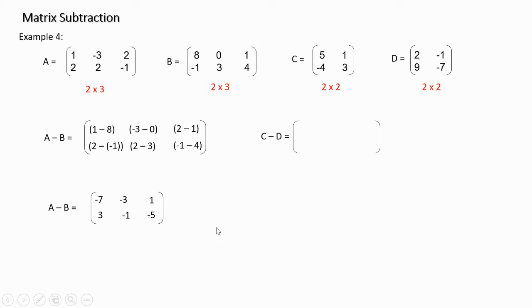How about C minus D? We do the same thing as before, but instead of adding, it's going to be subtracting. 5 minus 2, 1 minus negative 1, negative 4 minus 9, and 3 minus negative 7. So this will be 3. And this turns to addition, so 1 plus 1 is 2. These two are both negative, so we add them and keep the sign, so it'll be negative 13. And this turns to a positive, so 3 plus 7 is 10.